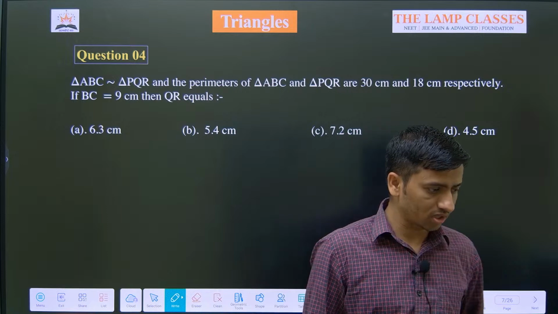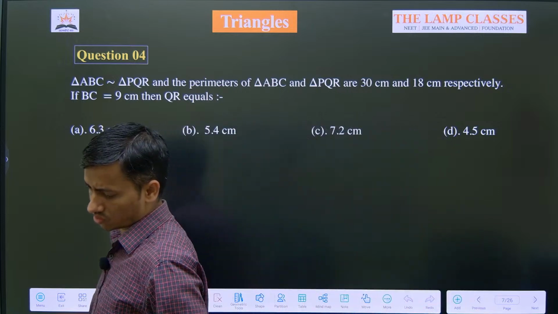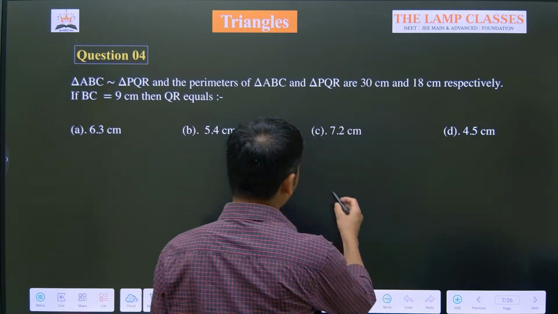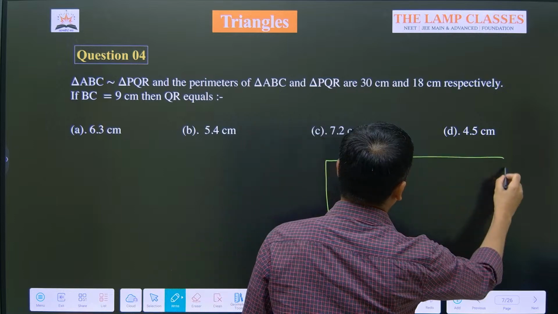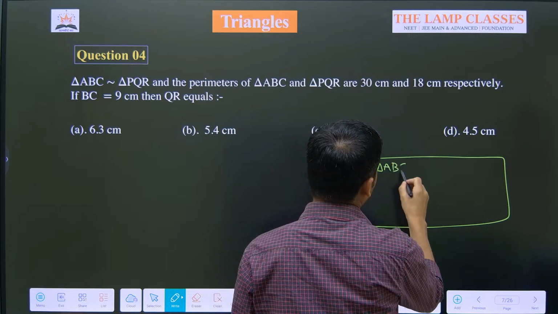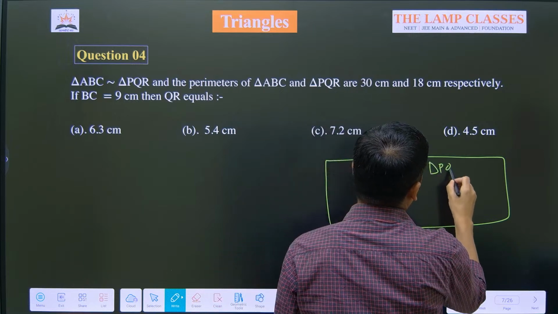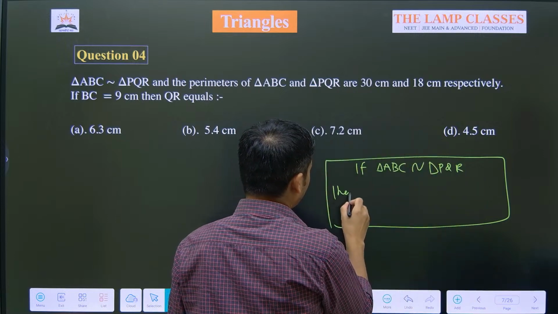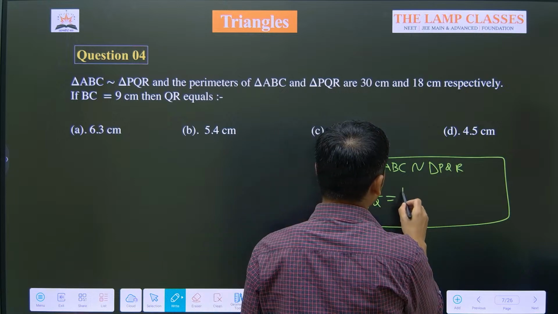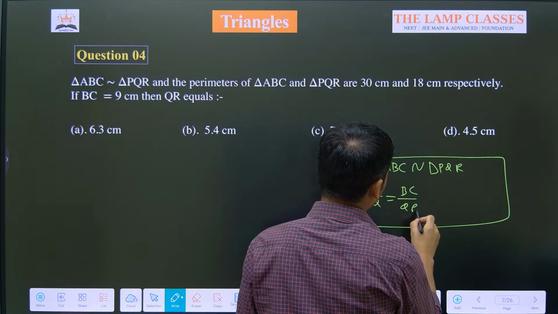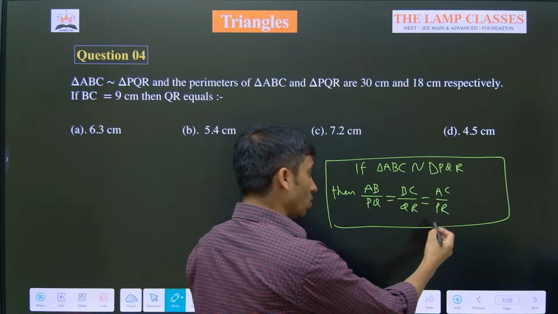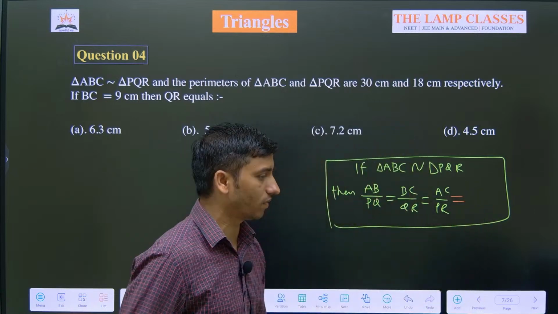There are decent 2 or 3 mark questions based on this concept. I think last year also they had asked one question. If you want, you can either prove it or you can remember it. If any two triangles ABC and PQR are similar, then the ratio of the side AB upon PQ will be BC upon QR is equal to AC upon PR, right? That's true. But it's even true, na? The same ratio will be actually the ratio of the perimeters.